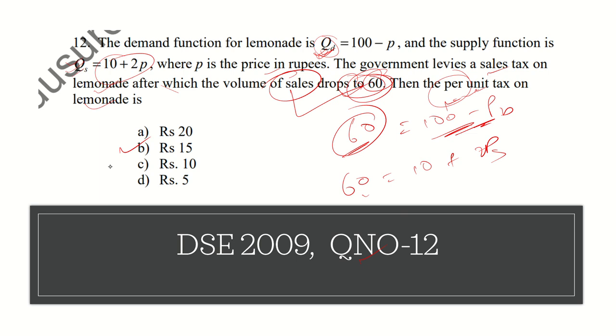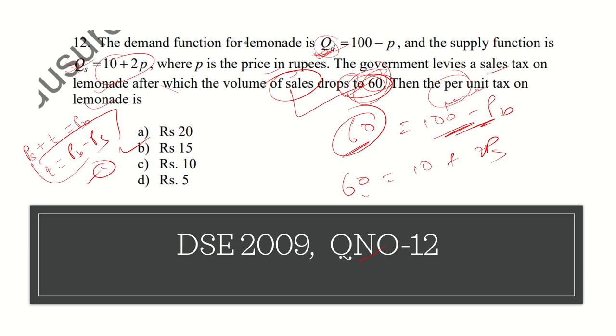Okay guys, I hope this question is understandable. We have been given a demand function and a supply function. The government levies a sales tax on this product, and after implementing it, the sales of this product fall to 60. We have to find the per unit tax. The price of the buyers is the price of the sellers plus the tax, so T is equal to PB minus PS.